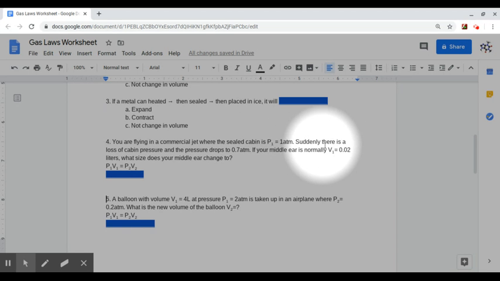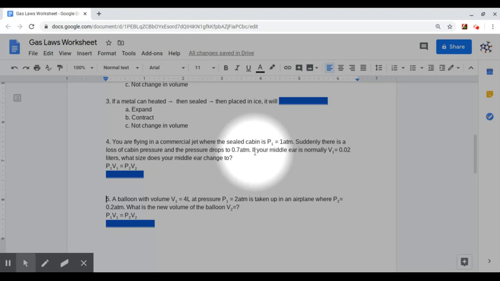So if your middle ear is normally 0.02 liters, that's the volume of the air in your middle ear. What size does your middle ear change to if the pressure drops? If the pressure drops, the air in your middle ear is going to expand. It's going to be painful. But anyway, just calculate it.